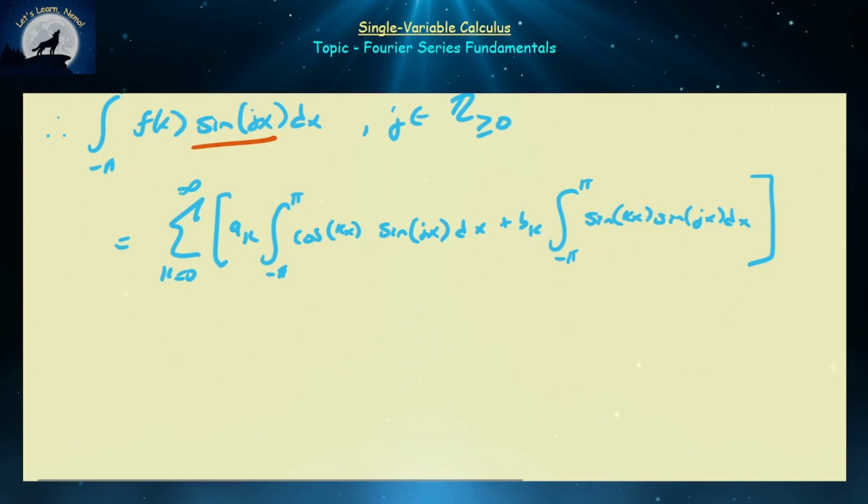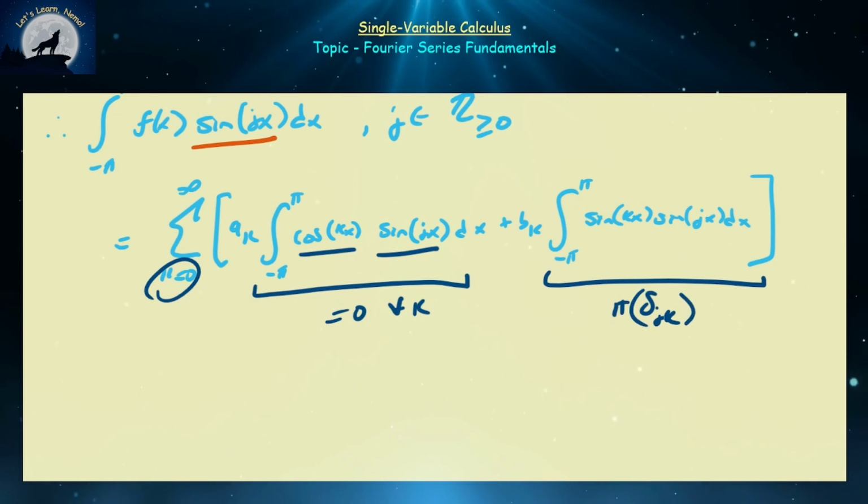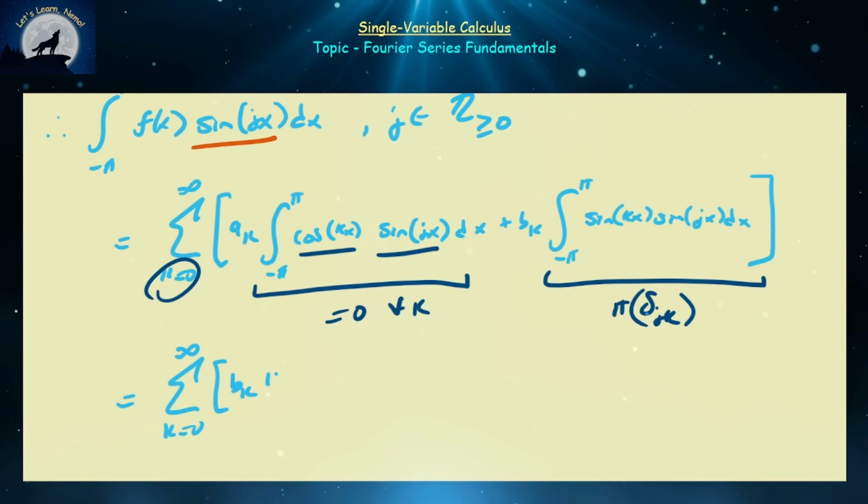So keep in mind, since we have opposite trigonometric functions multiplied, and k and j are integers, because k ranges from 0 to infinity and j is an arbitrary integer as well, we know that this is going to be equal to 0, and that's going to be true for all k ranging from 0 to infinity. And this particular expression here we know is going to be equal to pi times delta jk, because that's a sine times sine, and similar for cosine times cosine. So once we simplify that, we're just left with the sum from k equals 0 to infinity of b_k times pi delta jk.